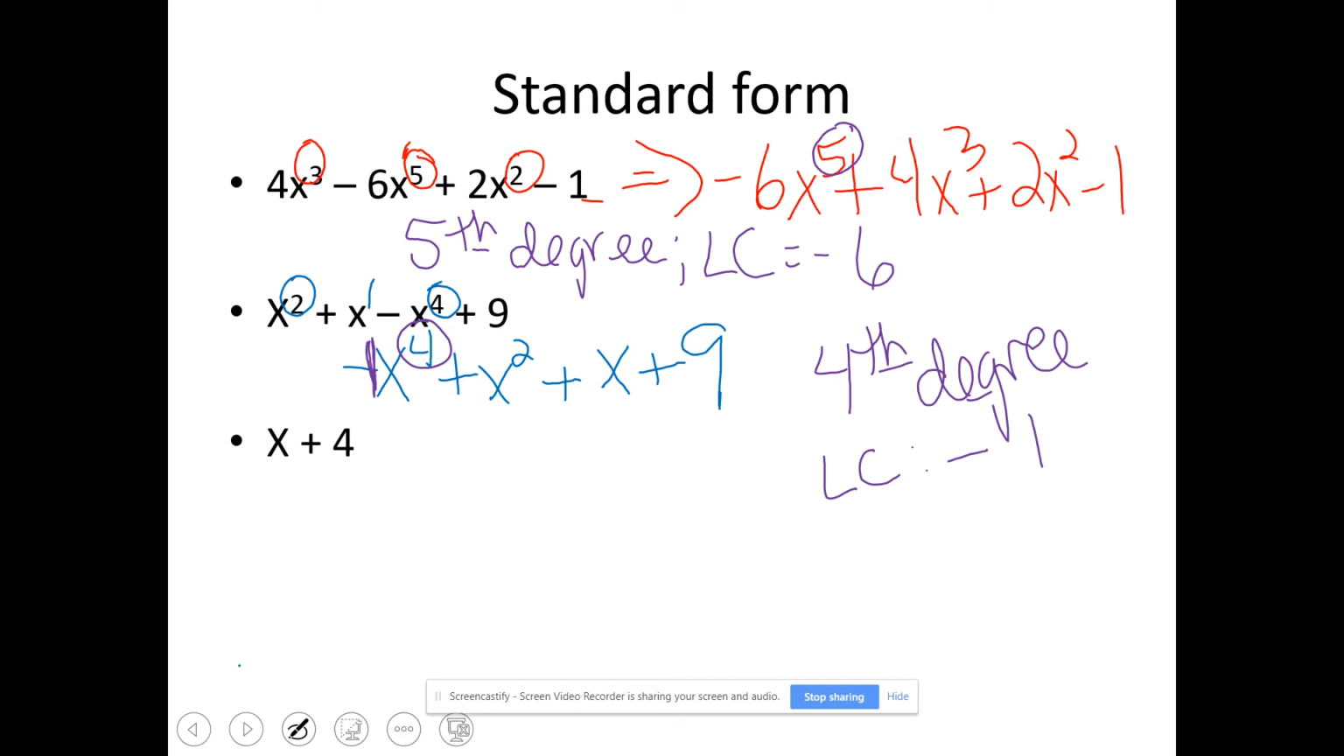Our last example, we have x to the 1st and then 4. This is in standard form. It goes from x to the 1st to no variable. Our exponent is 1, so this is a 1st degree polynomial, and our leading coefficient is 1.